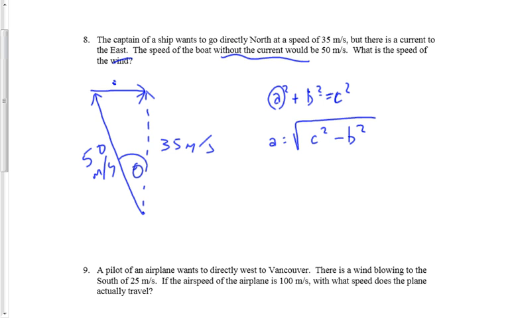Okay, I'm going to leave you with number 9 to draw the diagram yourself and solve it mathematically. We'll take a look at it tomorrow, make sure you're okay with it, and then maybe we'll quiz you on it on Monday or something like that.